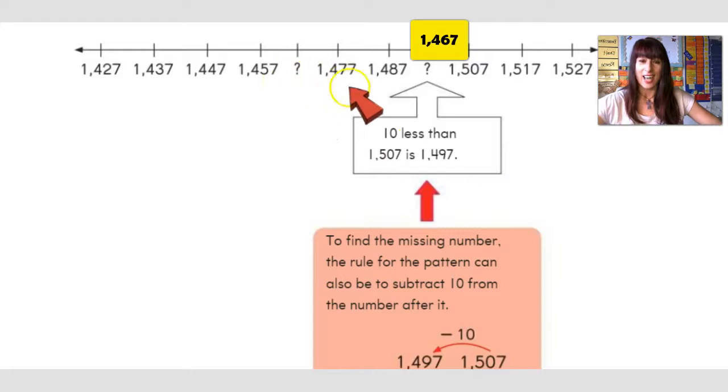1,467. And I have another missing number over here. Again, I look at the number that's after it, 1,507, and I know the rule is to subtract by 10. So I'm going to write the number 1,497. And this is rule number 2 that you can use to find the missing number.